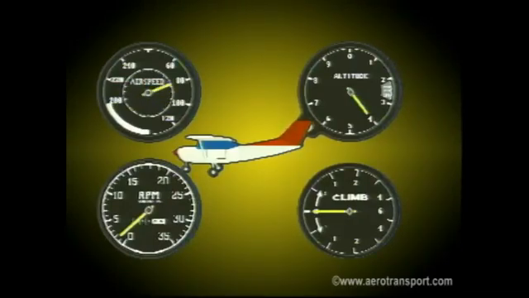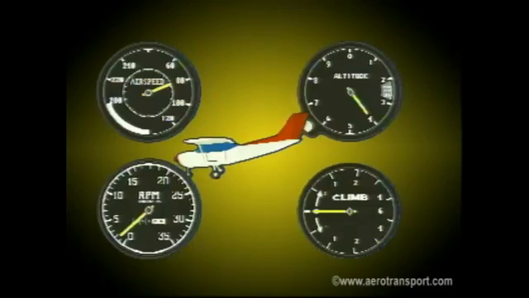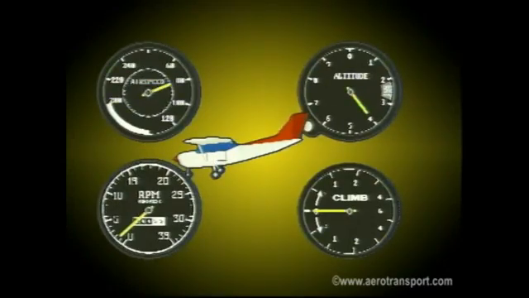Now, assume the approximate attitude for the best glide airspeed and trim. Fine-tune your attitude to reach the proper airspeed and retrim. You should notice a steady decrease on the altimeter. The rate of descent will be displayed on the vertical airspeed indicator.